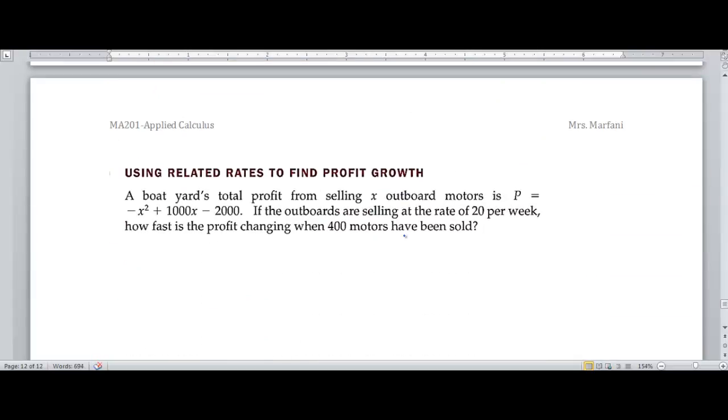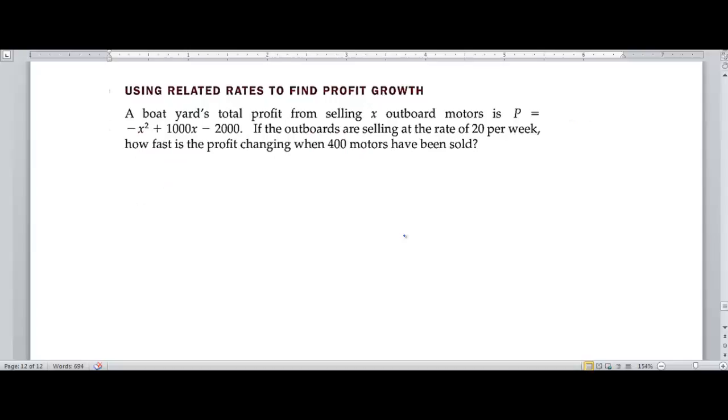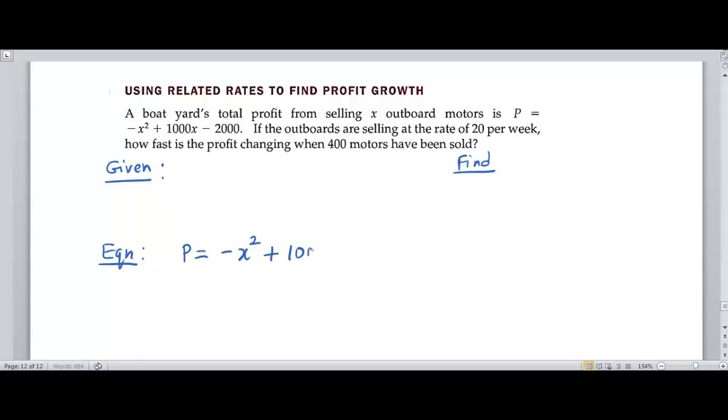Okay? Let's look at this example here. A boatyard's total profit from selling x outboard motors is given by this function. Outboards are selling at a rate of 20 per week. How fast is the profit changing when 400 motors have been sold? Alright, so what are we given? And what do we need to find? And the equation. Well, let's write down the equation. They give us the profit function, which is minus x squared plus 1000x minus 2000.